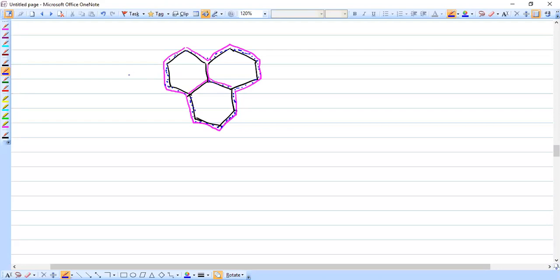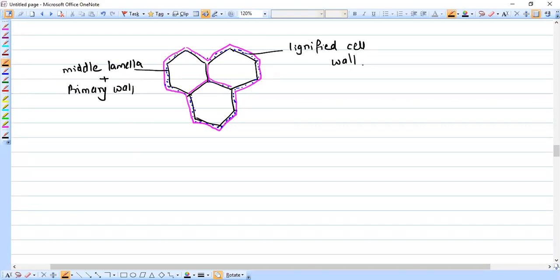So let's do the labeling. This is nothing but the lignified cell wall. When I use this word lignified, it means the one that is made up of lignin. And here we have something called the middle lamella. So we show the middle lamella, plus it will have a primary wall. There are two things involved. This is nothing but the TS of fiber.